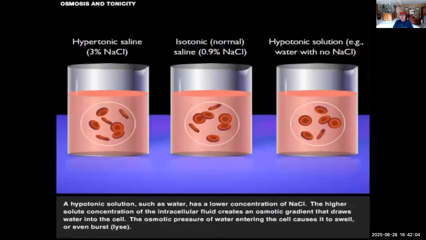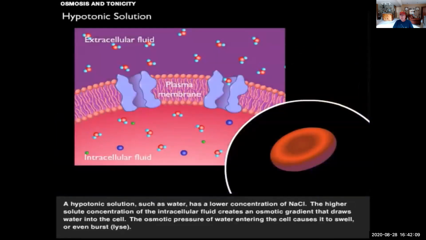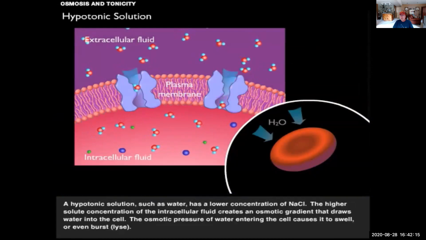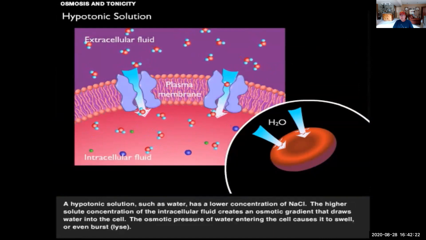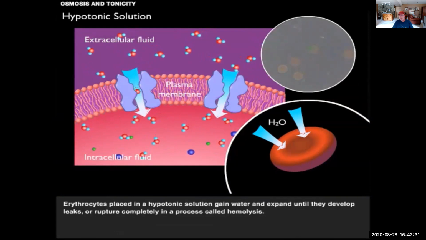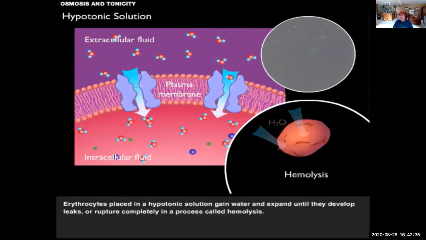A hypotonic solution, such as water, has a lower concentration of sodium chloride. The higher solute concentration of the intracellular fluid creates an osmotic gradient that draws water into the cell. The osmotic pressure of water entering the cell causes it to swell or even burst, lyse. Erythrocytes placed in a hypotonic solution gain water and expand until they develop leaks or rupture completely in a process called hemolysis.